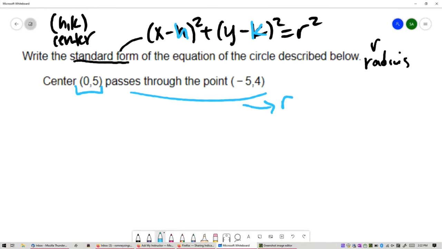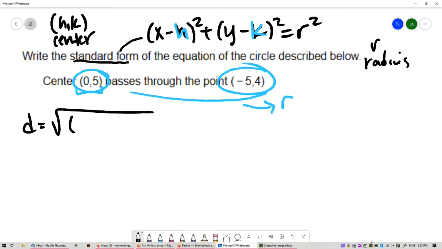So what we have to remember is the definition of the radius. The radius is the distance between the center and any point on the circle. So if we can calculate the distance between the center and the point, we'll be able to find the radius. We do have a formula for distance between 2 points, and that formula is the square root of (x2 minus x1) squared plus (y2 minus y1) squared.